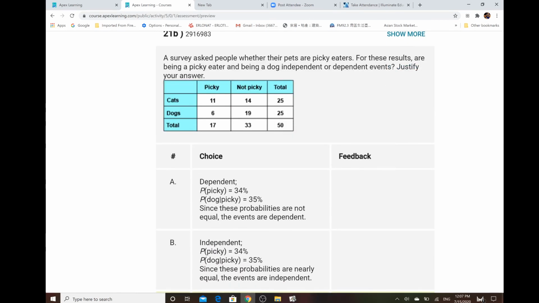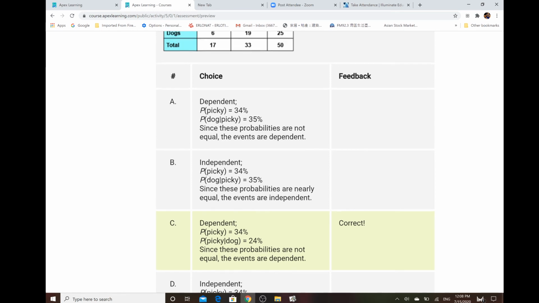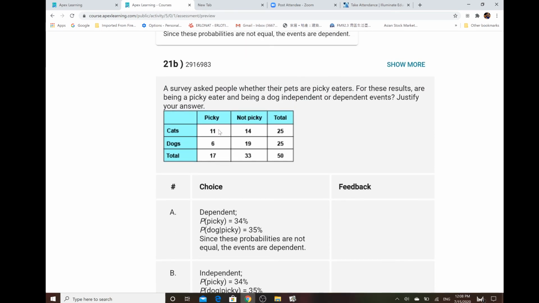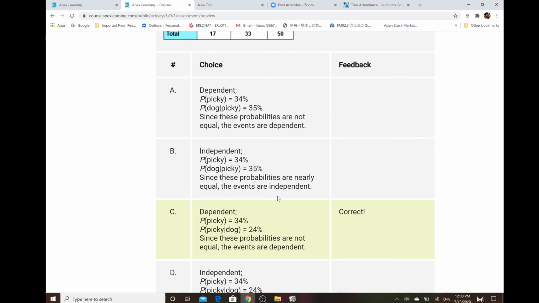Okay, so here's another one. Anytime that you find the probability of cats or picky over dog, this one would be considered 6 over 25. And then the other one, for the probability of picky, would be considered 17 over 50. Okay, so the probability of picky is 17 over 50. Let's see, would that be 34%?